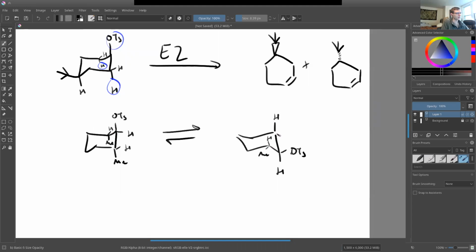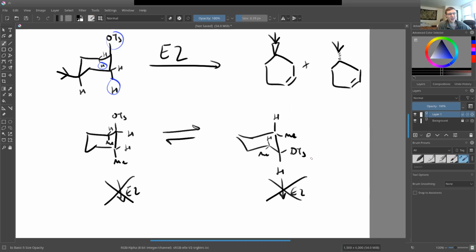We have a methyl and a methyl. Either way, there are no hydrogens for this to come off with this O-tosyl group. There are no 180 degree oriented hydrogens. So neither of these can do E2. There can be these weird cases where you could do this.